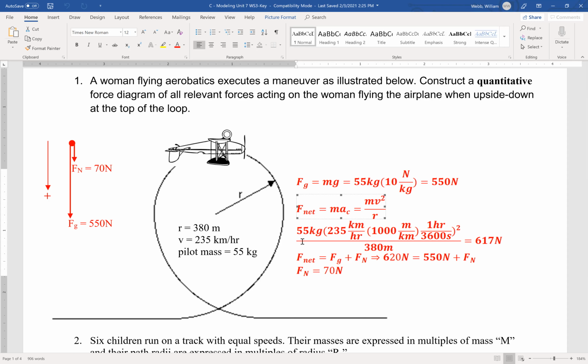So she would feel just a light push by the seat to keep her in the circle. Questions about this example? If you did work through some of these worksheets on your own over the break, then you may have already worked through this one. But if you did not, I wanted to make sure we had at least a chance to talk about it briefly.